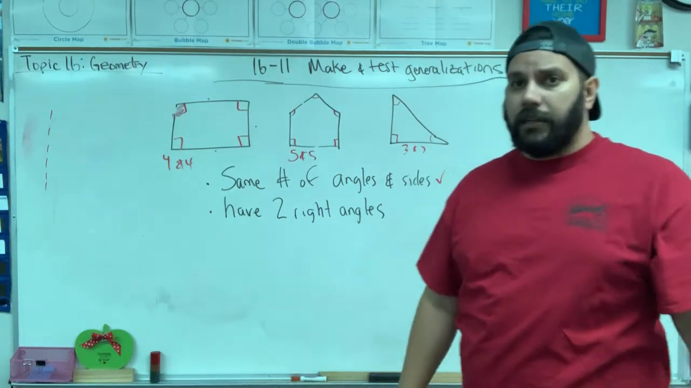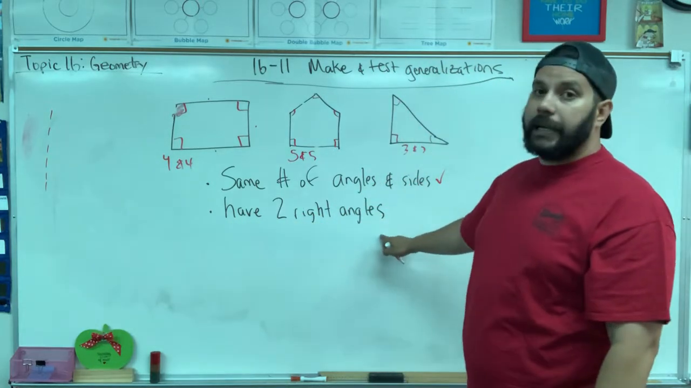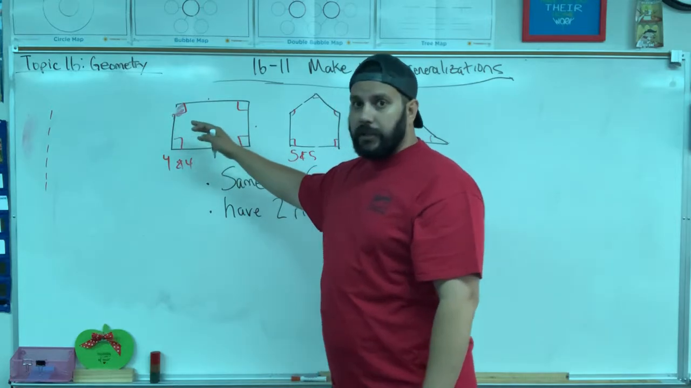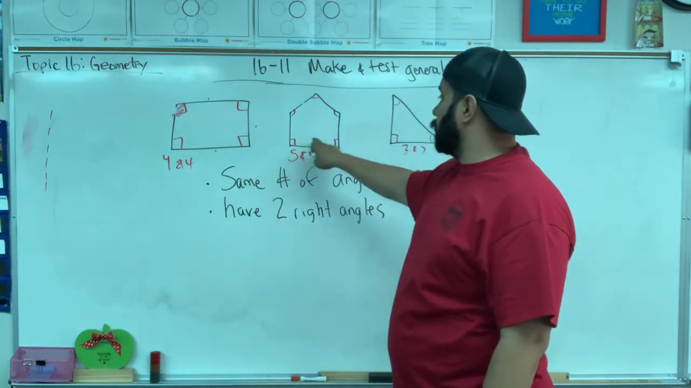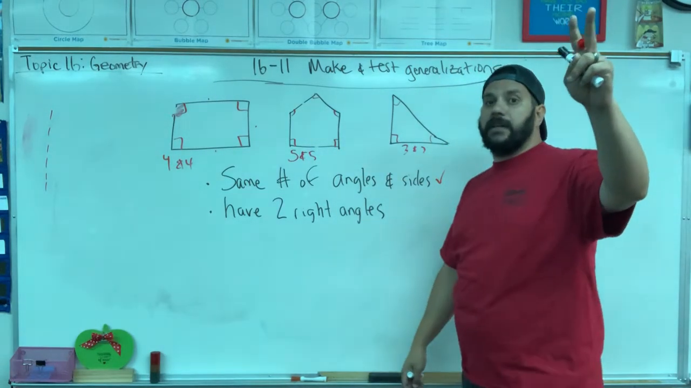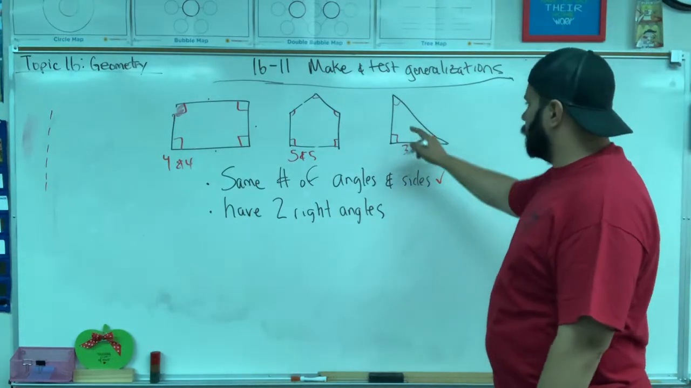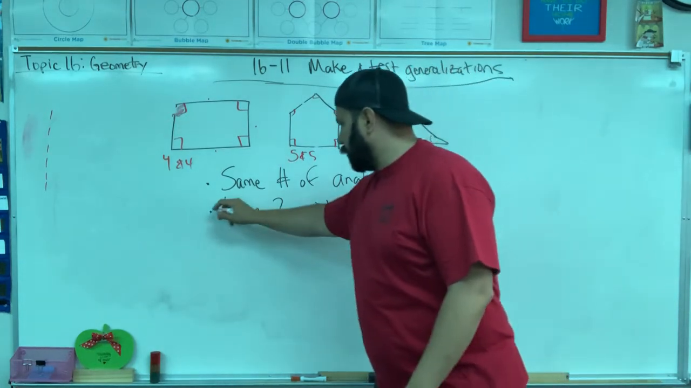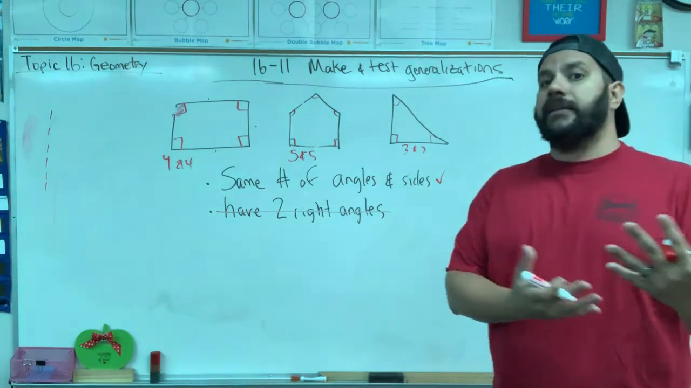That's a solid one. Now I'm going to go to my next generalization. They all have 2 right angles. Well, this one has 4, but it has at least 2, so that's good. This one has 2 right angles, right? These 2 down here. So far, so good. 2 of my 2 shapes I've looked at have 2 right angles. Oh, this one does not have 2 right angles. Okay, this one only has 1.